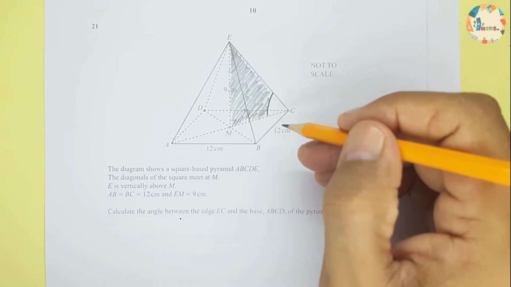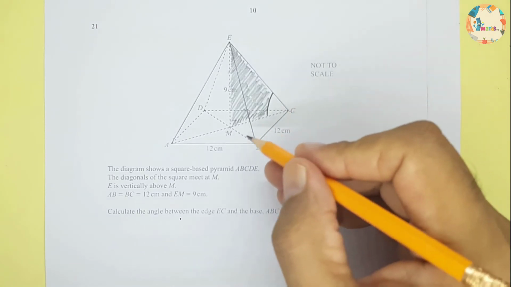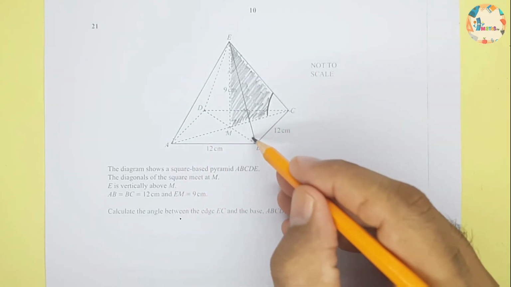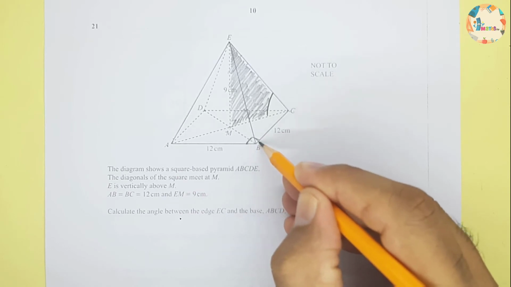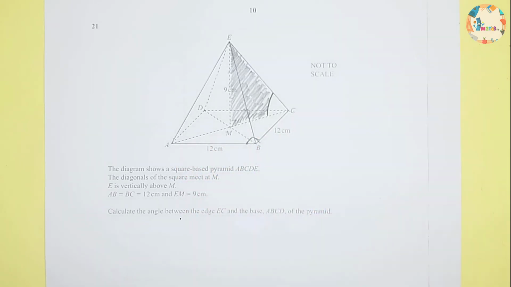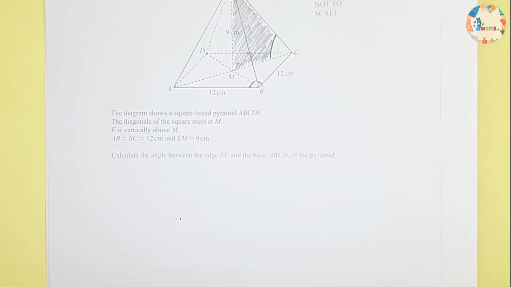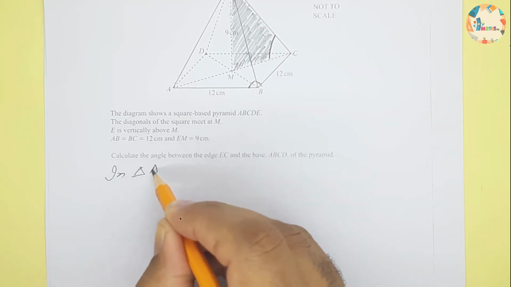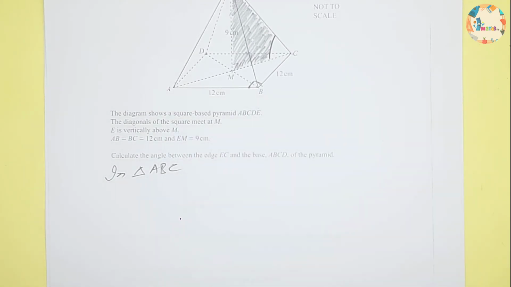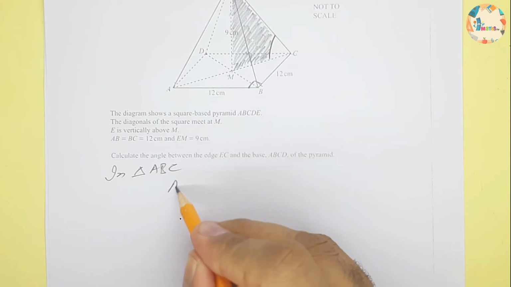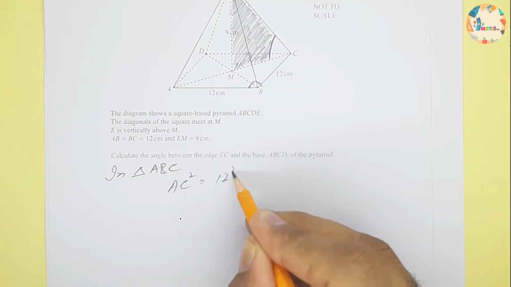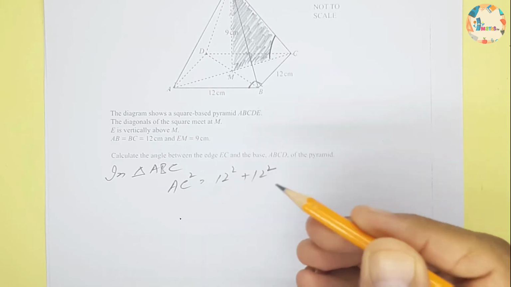So what we can do, we can apply Pythagoras theorem on ABC, which is also a right angle triangle. This is the right angle. So we'll first consider triangle ABC. So in triangle ABC, we will write AC squared is equal to 12 squared plus 12 squared.